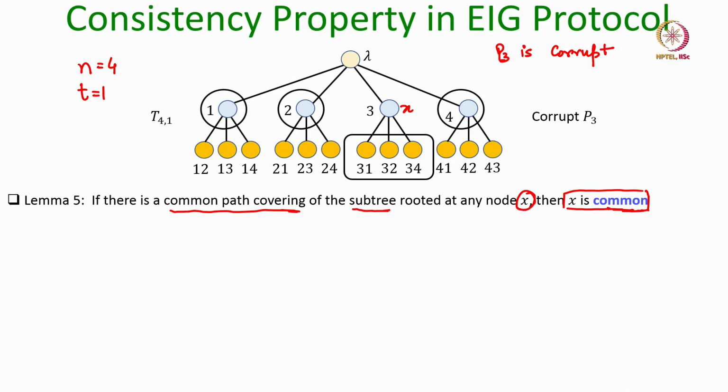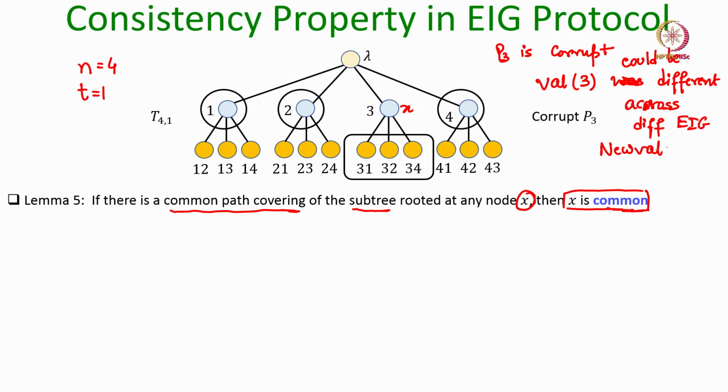even though P 3 is corrupt, even though the val of 3 could be different across different EIG trees, the new val will be same. Or in general, if I take any subtree rooted at the node x, and if it is guaranteed to have a common path covering, then x is common. That is the statement which we want to prove.